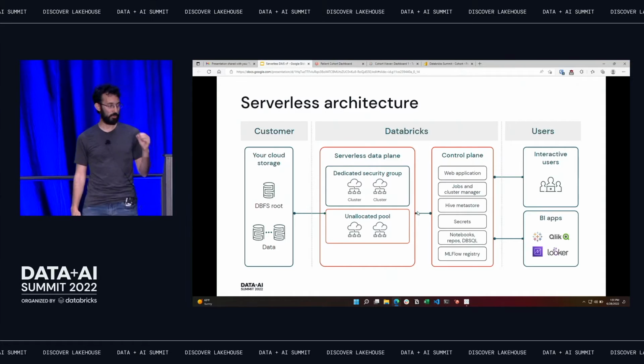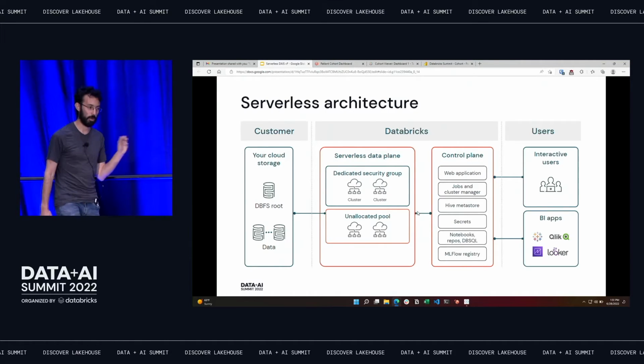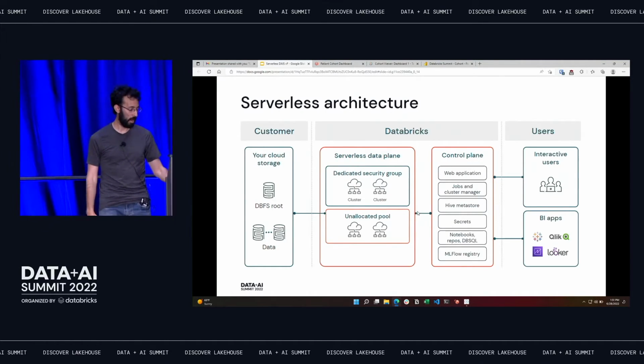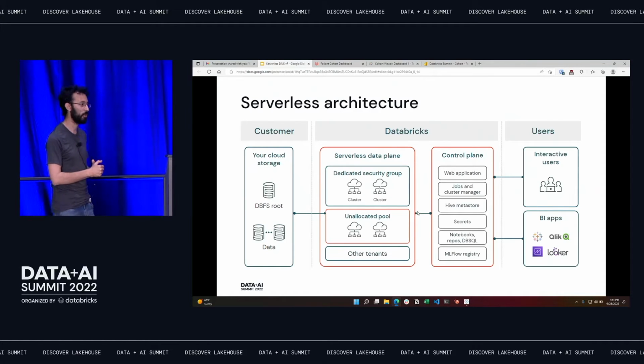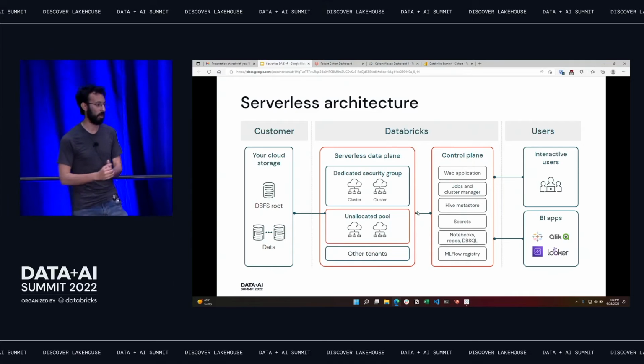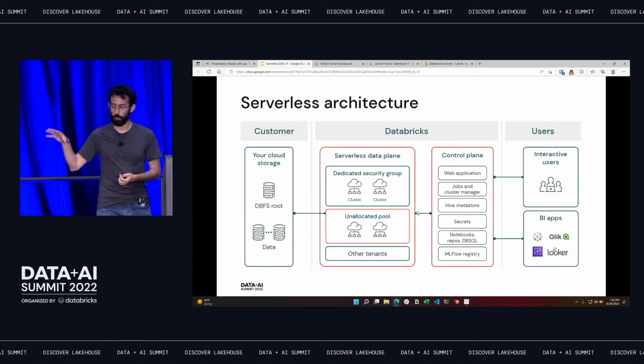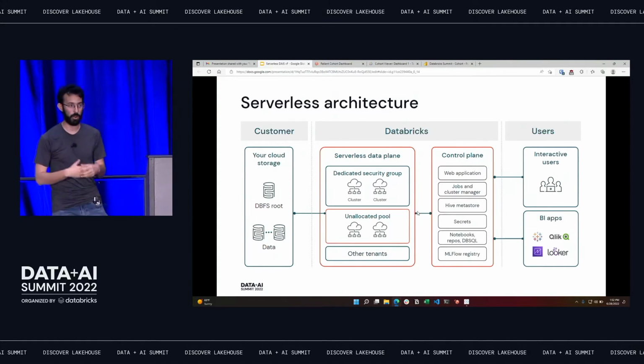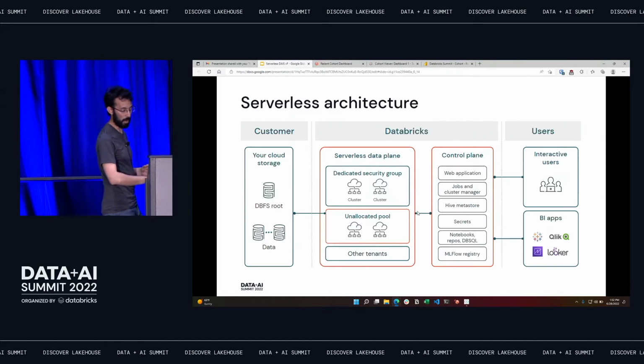So how we secure that is we draw a box around all of the clusters for one tenant, one customer, and draw a different box around other tenants. So these are a security boundary. It's a security group boundary, but also a full isolation boundary between these tenants. So unallocated pools are shared, but the individual clusters are within this boundary. How do we implement this boundary?